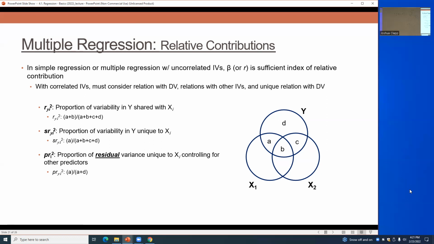What's the proportion of residual variance attributable to X after controlling for other things in the model? Okay, so looking at these ratios, Amanda, am I generally going to see what's going to be larger, my squared semi-partial correlation or my squared partial correlation?